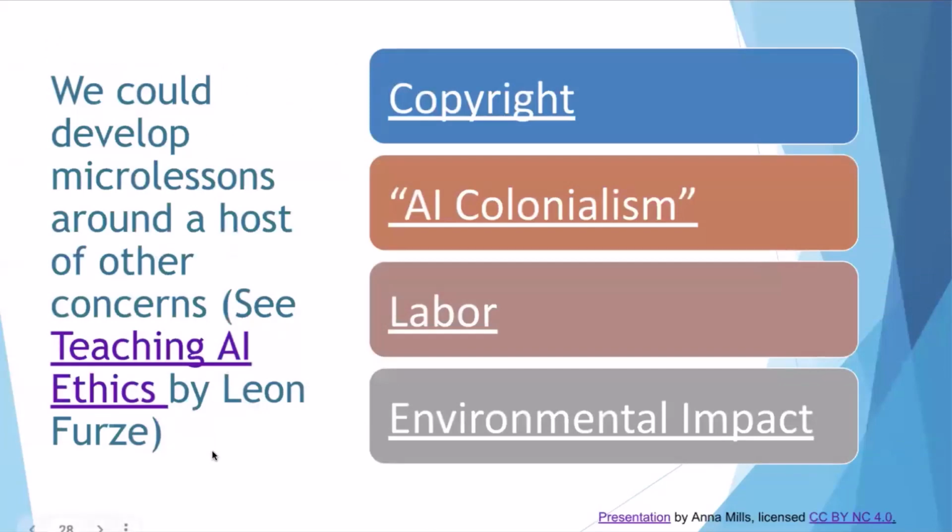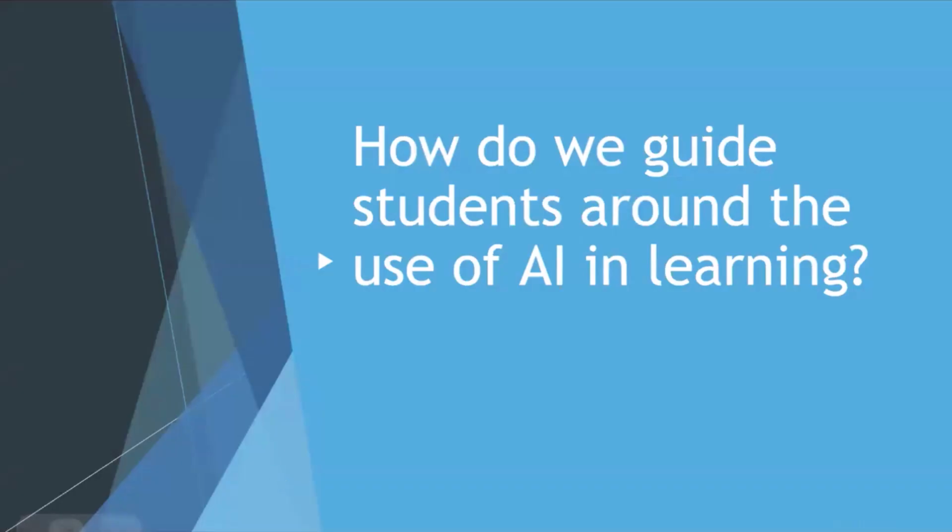And we could develop microlessons around a host of other major and complex considerations around AI. I love this resource, Teaching AI Ethics by Leon Furze. Things like copyright and intellectual property, colonialism, human labor that goes into supporting these systems, environmental impacts. So we certainly could develop more microlessons. But I start with those because I think they're kind of the foundation for being skeptical of these systems.